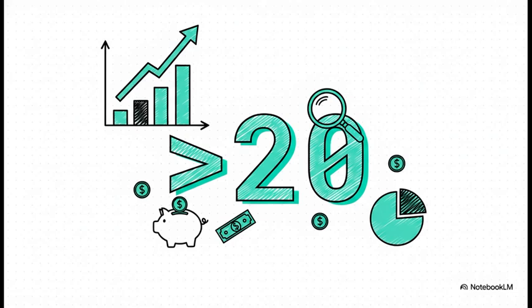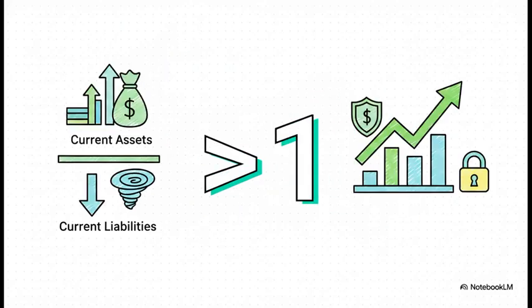No exceptions. Since ROE is just net income divided by shareholder equity, consistently hitting this greater than 20 benchmark proves beyond a doubt that the company is highly efficient at taking your invested money and turning it into actual hard profit.